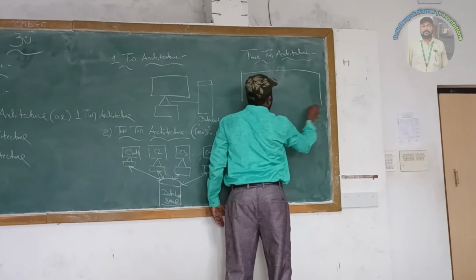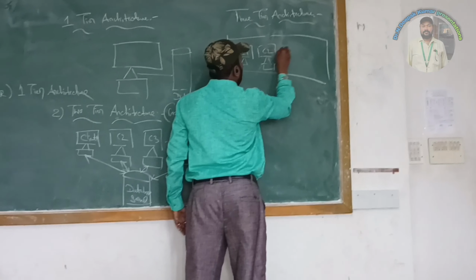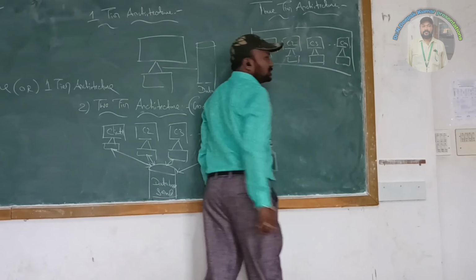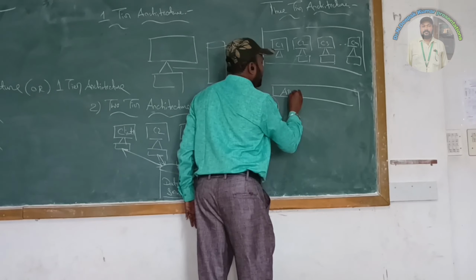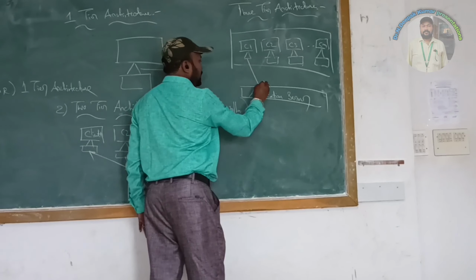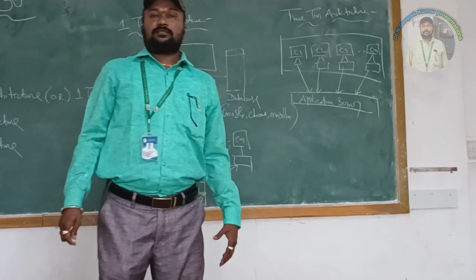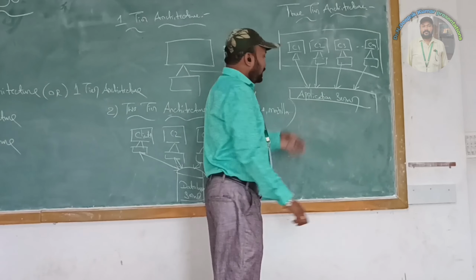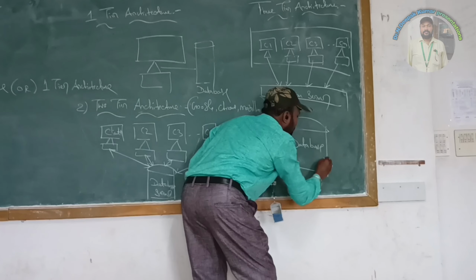But there is an intermediate layer. There is more than one client: client one, client two, client three. In the middle is the application server. These clients send the request to the application server. So the clients do not directly connect to the database server. The intermediate application server sends the request to the database server.